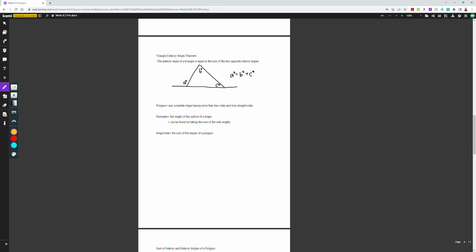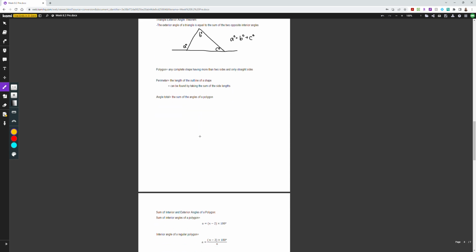So we look here, we have angle A and angle C. If we add angle B and angle C together, we can actually find what angle A is. And that is the triangle exterior angle theorem, right? B plus C would equal A. If you have any questions about this, bring it to your deep dive lesson or send me a message.